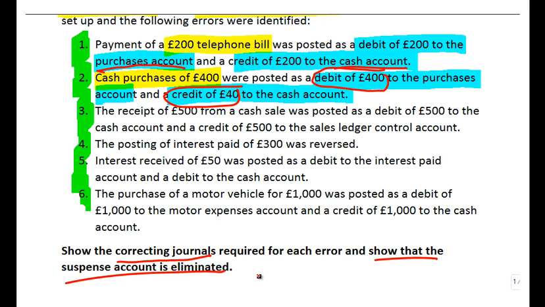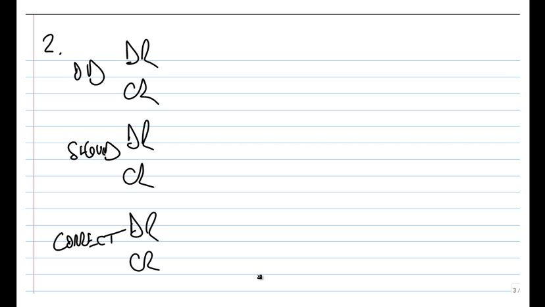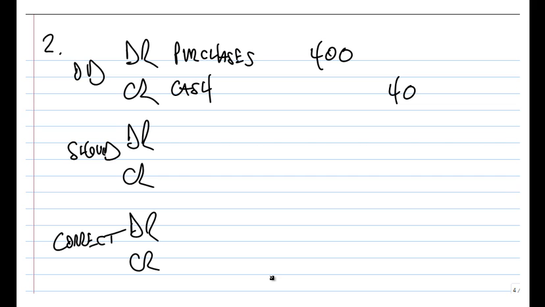Well, let's go back and see if we can use my three-step approach of what they did, what they should have done, and how we can therefore correct it. Well, what did they do? Well, they debited the purchases account, or purchases expense, by 400. They credited cash incorrectly by only 40. And we can see that that double entry doesn't balance.